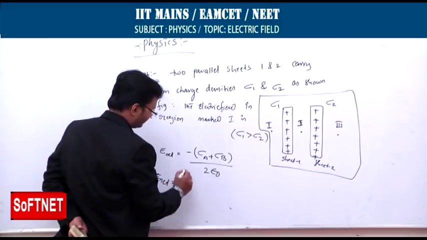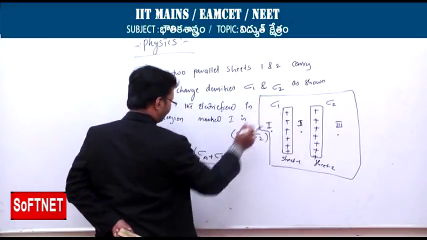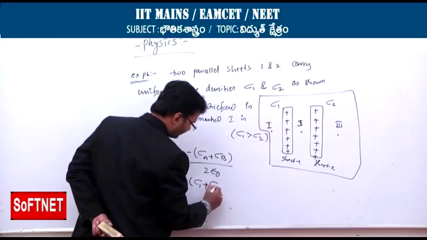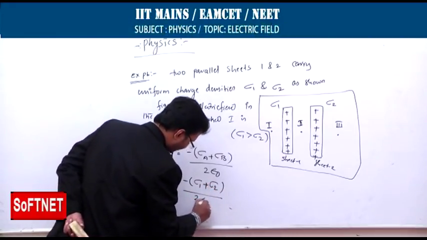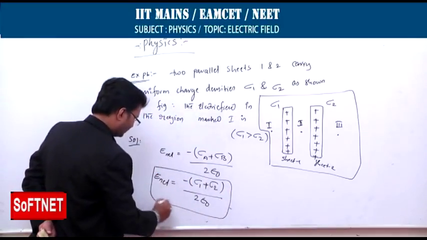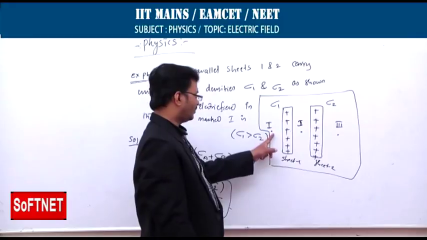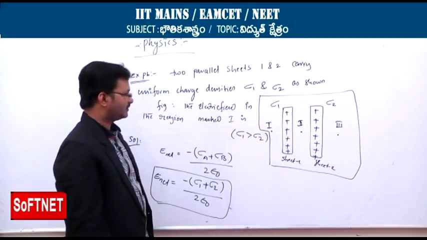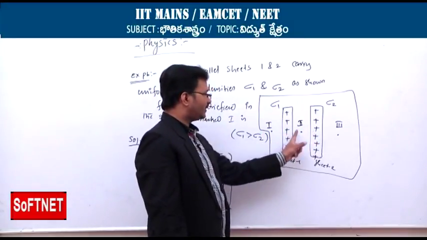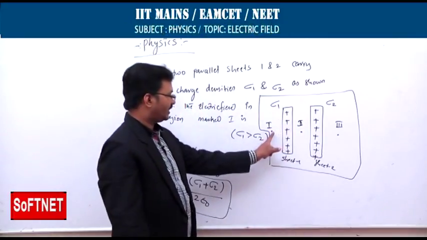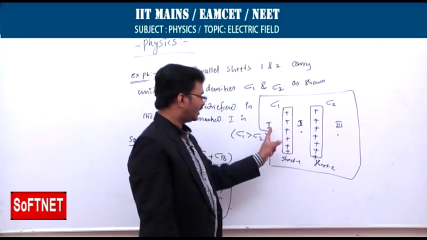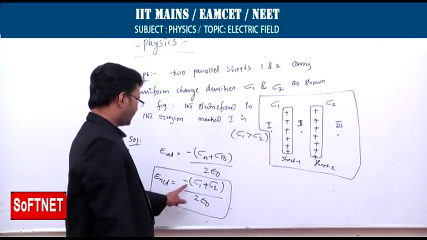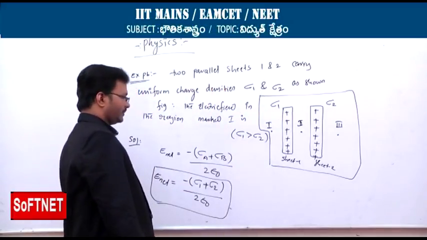E net is equal to minus of sigma A, the surface charge density of the first one, plus sigma B, the surface charge density of the second one, by 2 epsilon naught. This is the net electric field in region 1. Due to this one, sigma 1 by 2 epsilon naught, and due to this one also sigma 2 by 2 epsilon naught. At point 1, due to this one it is negative only, and due to this also negative only. So the final answer is minus of sigma 1 plus sigma 2 by 2 epsilon naught.